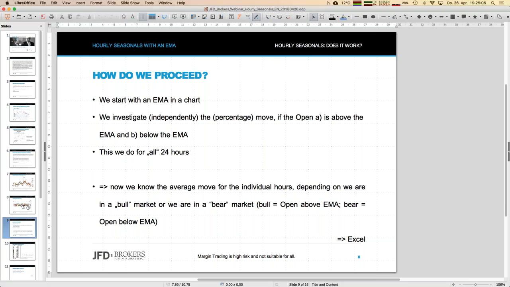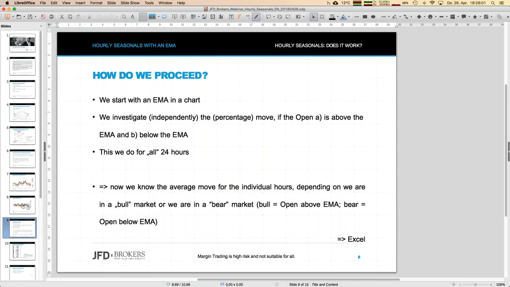What do I mean? I have two possible situations. At a certain point in time, let's look at the 3 o'clock candle in the morning. At 3 o'clock, we look at whether the open of that candle is above a certain EMA value or below a certain EMA value. Then we do that averaging independently for the ones above or below that EMA. It's only for separation purposes later. And we do that kind of investigation for, let's call it, all 24 hours. So we have 24 candles a day, and we investigate each independently.